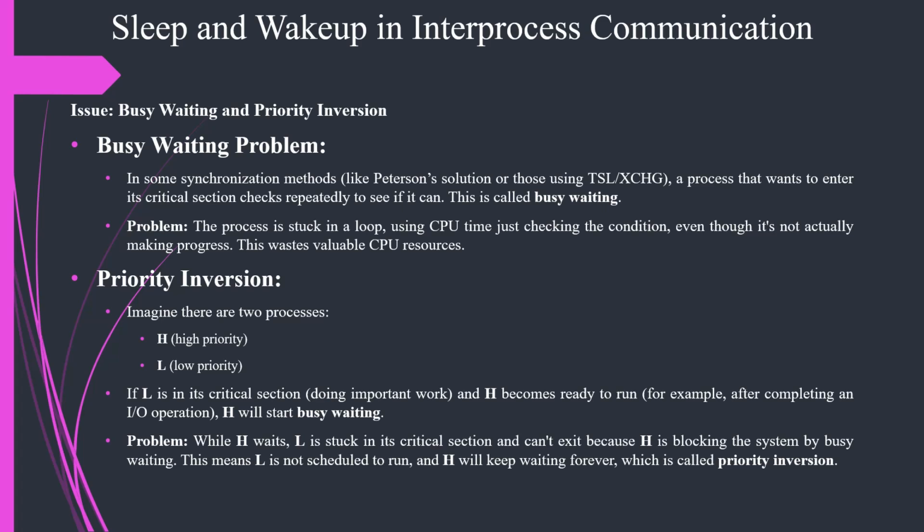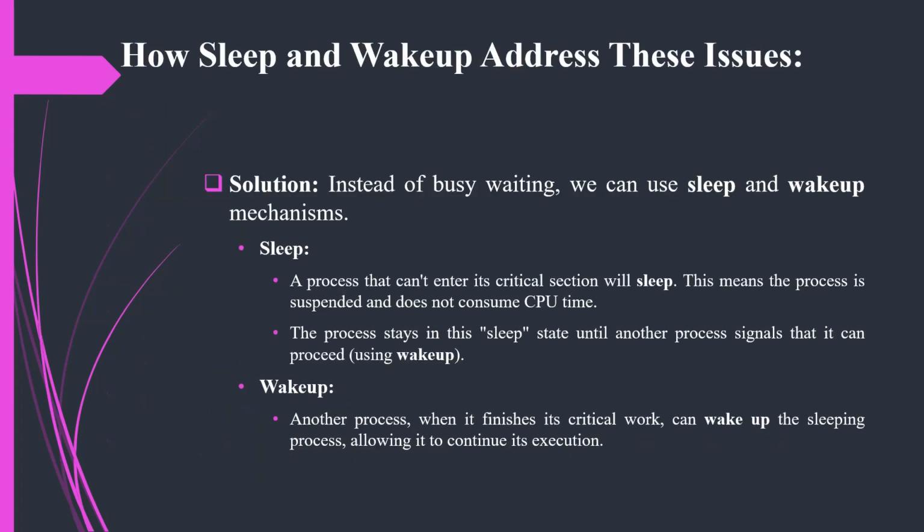To avoid these two issues, we are going to make use of the sleep and wake up mechanism. So how are sleep and wake up going to address these issues? Whenever we talk about sleep and wake up, the idea is that process A enters the critical region and works inside it, and process B is waiting outside. The waiting process will be put in sleep mode, or maybe we can say suspended mode. In this suspended mode, process B, outside, will be suspended without consuming any CPU time.